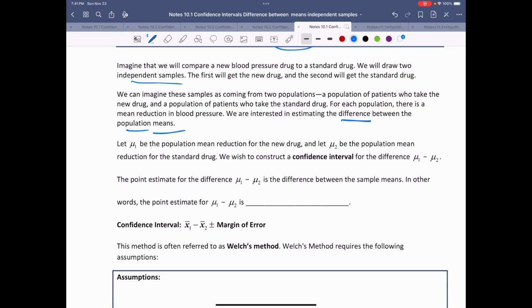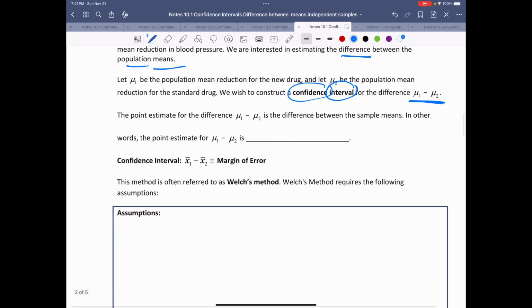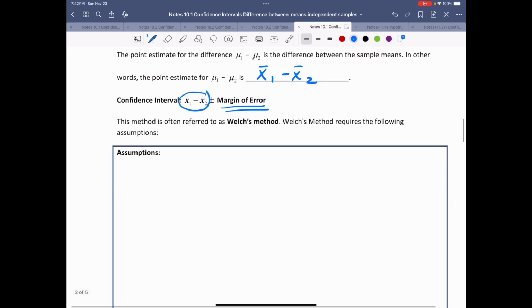Let mu1 be the population mean reduction for the new drug. Let mu2 be the population mean reduction for the standard. You want to make a confidence interval for the difference. The point estimate for the difference is the difference between the sample means. In other words, the point estimate is your sample means, the difference, x bar 1 minus x bar 2. And remember when we did a confidence interval, we got the point estimate, and then we had that plus or minus that margin of error. And that's what we will do today, except your calculator is going to figure out the margin of error. You won't have to do the math.